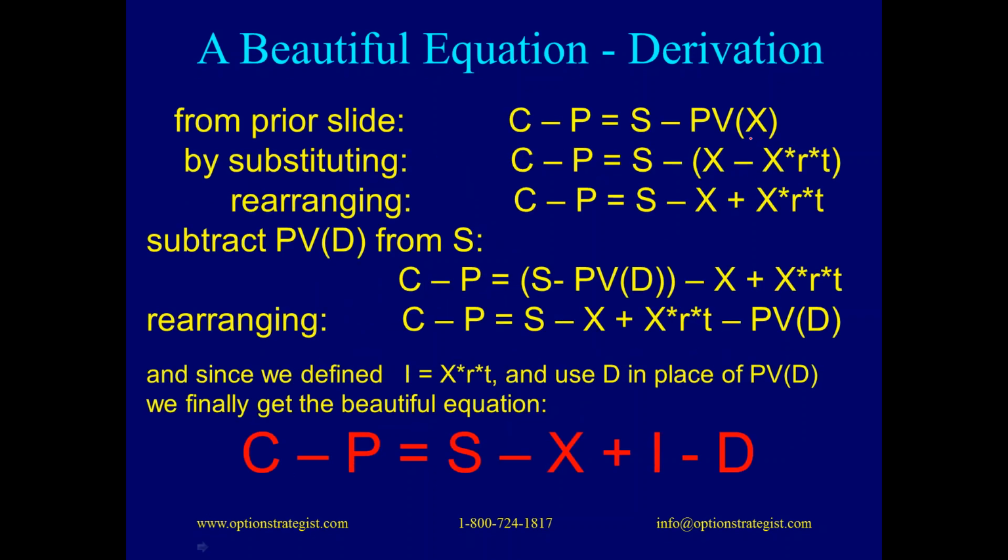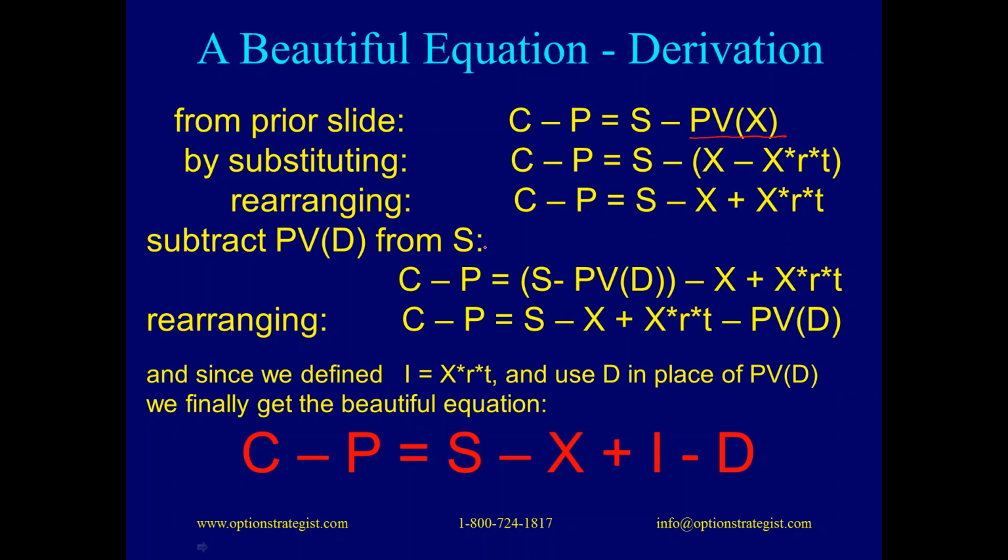And then from the prior slide, this is what we have. Call minus put is stock minus the present value of the strike. We already said that we could substitute for the present value of the strike X minus XRT. So I'll put that in here and rearrange and come up with call minus put is stock minus strike plus XRT.